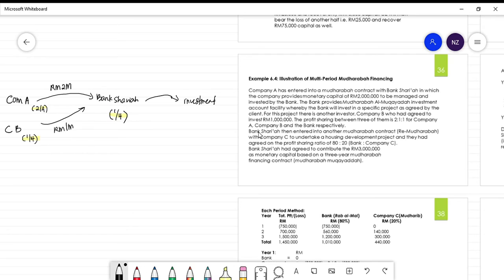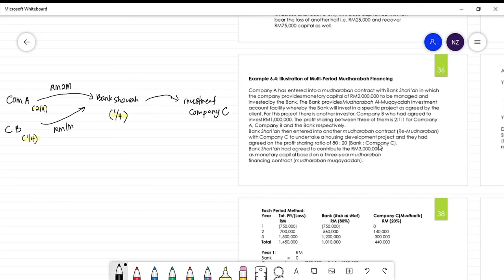Second paragraph, dia kata bank syariah then entered into another mudharabah contract. Dan see, dia dah mention lah re-mudharabah with company C to undertake a housing development project. Means investment, duit tadi tu dia pergi invest with company C. Kan? Yang company C ni kiranya dia buat housing development project lah, and they had agreed on a profit sharing ratio of 80-20. So 80 is for the bank, 20 is for the company C.